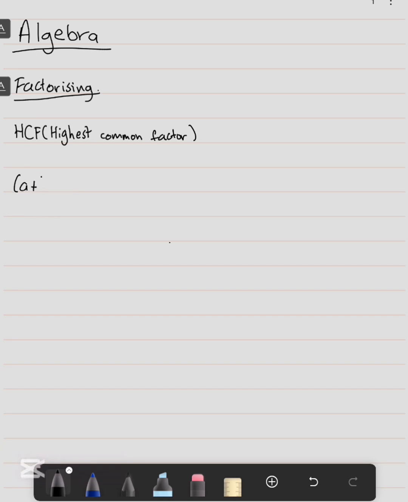In IGCSE Math, the two most common factorizing forms are these two: (a plus b)(a plus b), or a bracket bx plus c. These are the forms that you will have to remember.